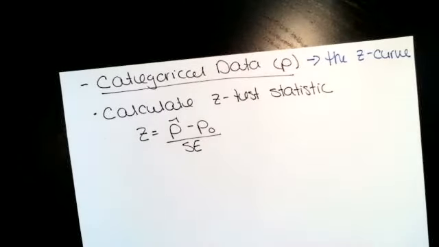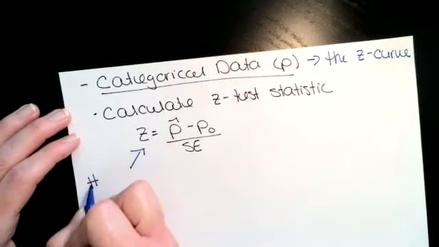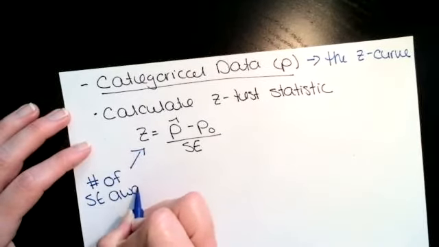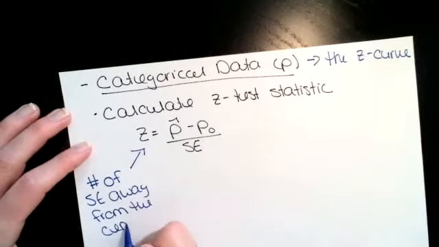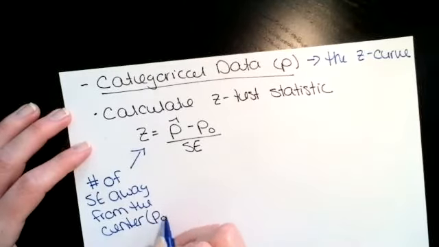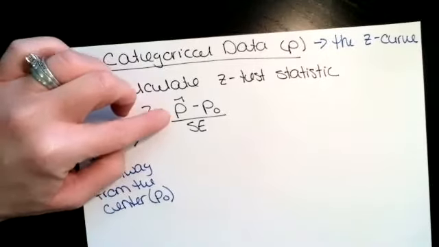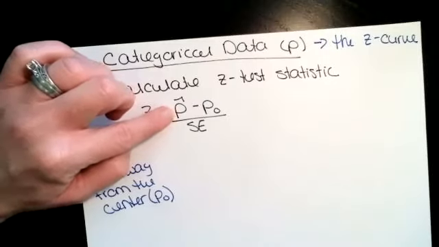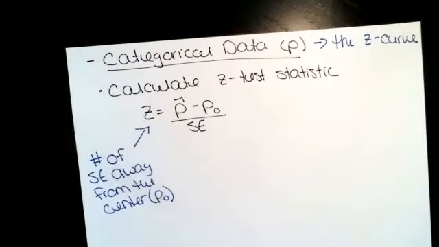I want you to keep in mind this has the same meaning as it did for numerical. My z-test statistic is still the number of standard errors away from the center. It's just now my center is p naught. So what it's saying is this is how many standard errors away from the center my sample proportion is. So it's telling me how far my p hat is from the center based on my standard error.